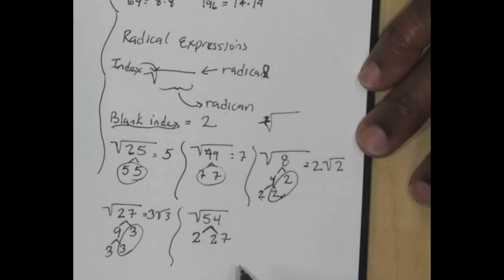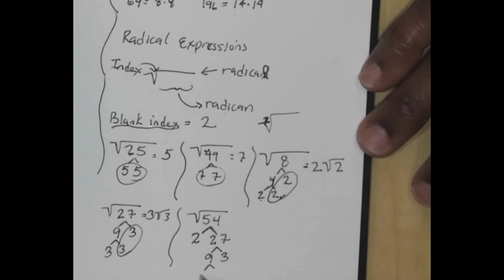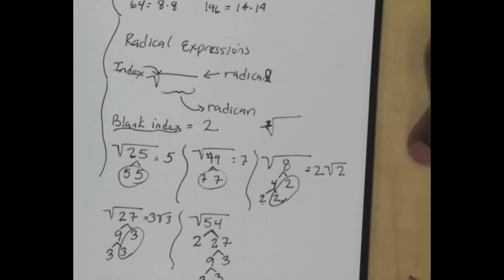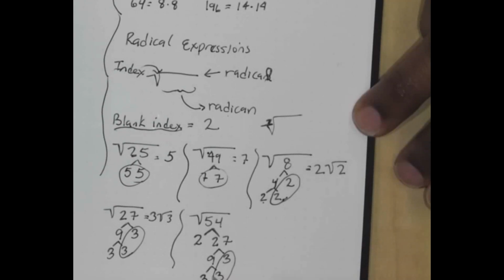I guess you're going to take my word for it. 2 times 27, 54. 27 is what times what again? 9 times 3. But 9 is what? 3 times 3, right? All right. Do you have 2 of anything? Yes. 2 what? 3. So we're going to take out two 3s.